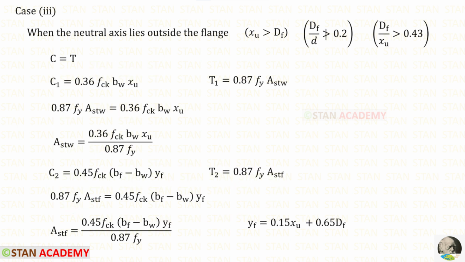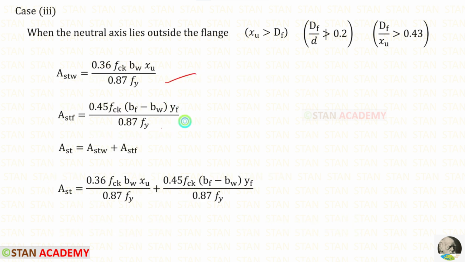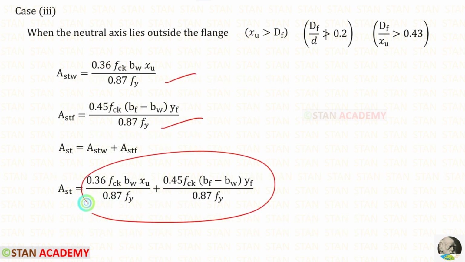Now let us see the third case when the neutral axis lies outside the flange and there are these two conditions. Astw will be same as we saw in the previous case. In C2, instead of Df, there will be yf. So in the area also, there will be yf instead of Df. The other terms are same. And we know that yf is 0.15 xu plus 0.65 Df. When we add these two, we will get the total area.